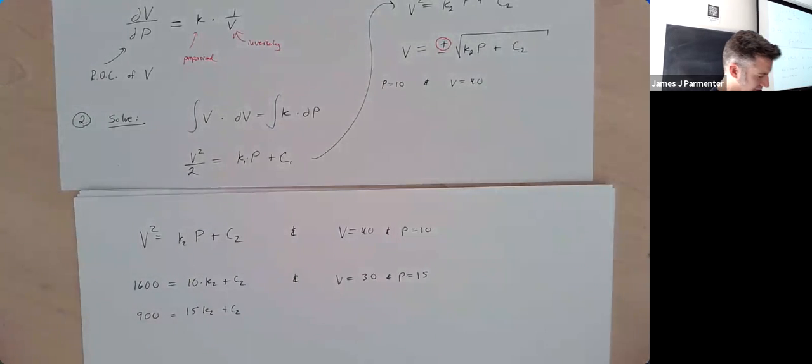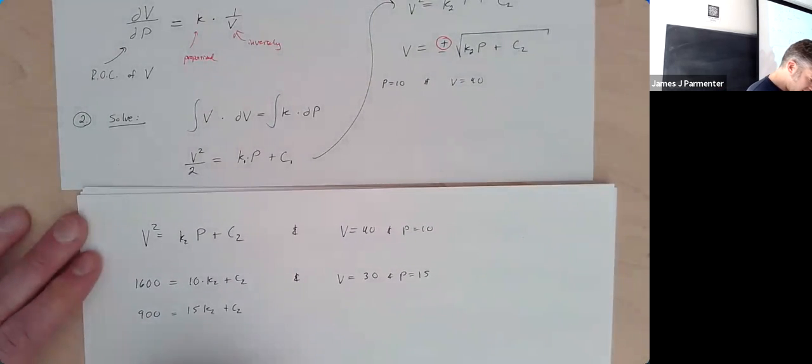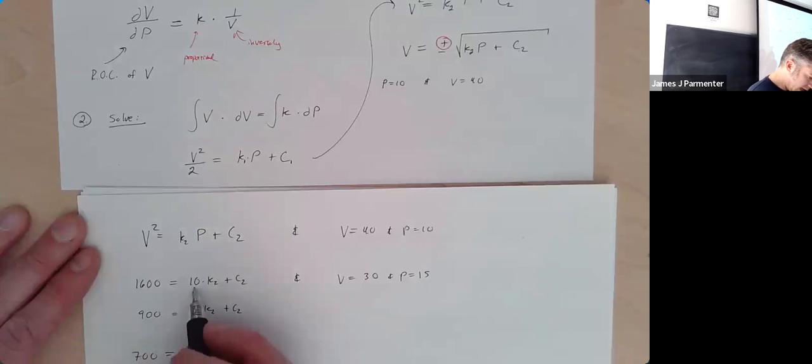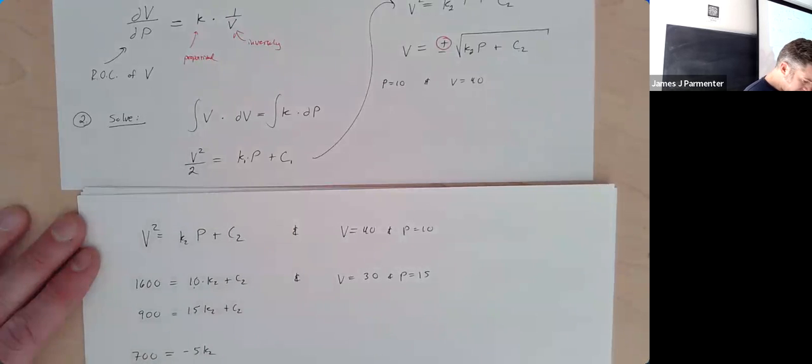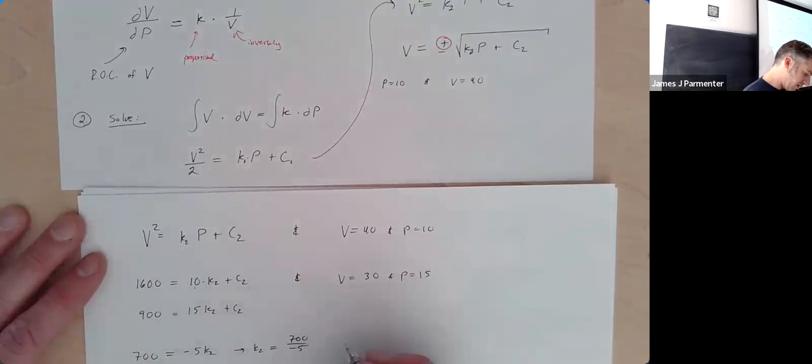If I was doing this, I might subtract these equations from each other, because that's going to cancel the c2s. So subtracting, 1600 minus 900 is 700, and 10 minus 15 is -5. So it looks like k2 is going to be 700 divided by -5, which is -140.